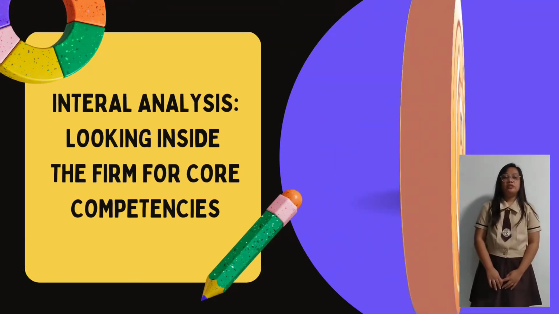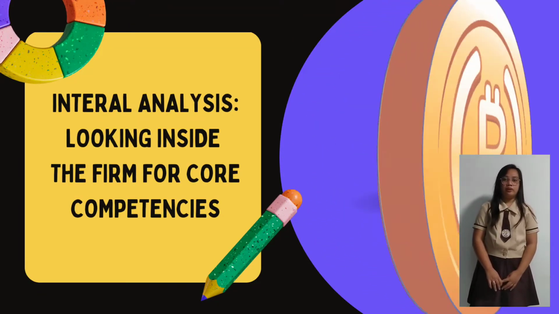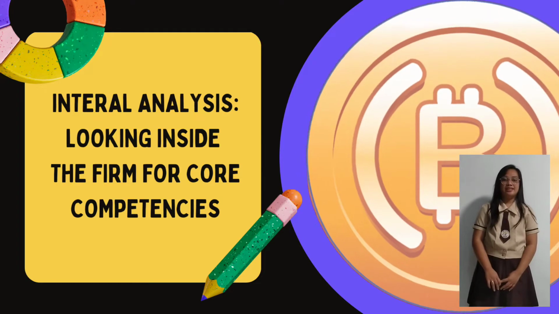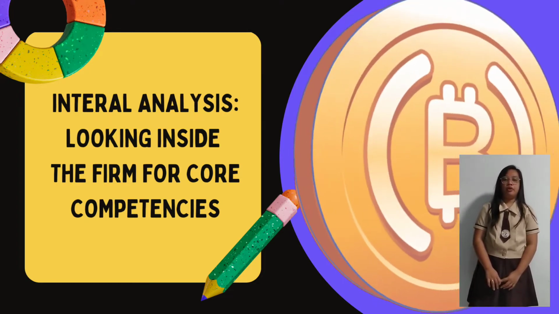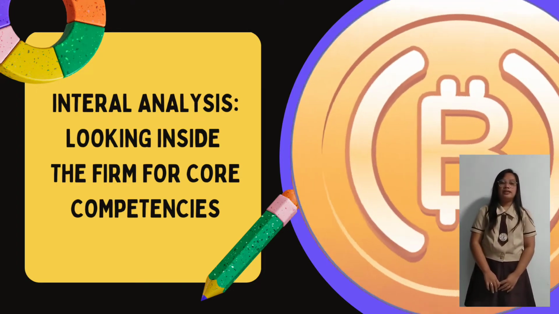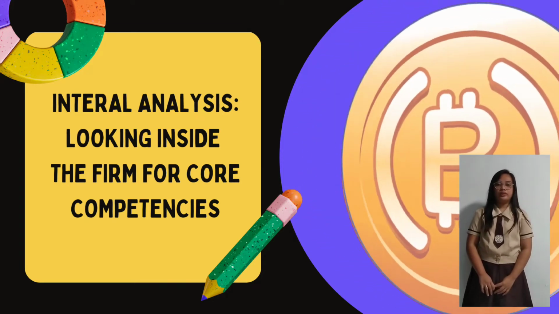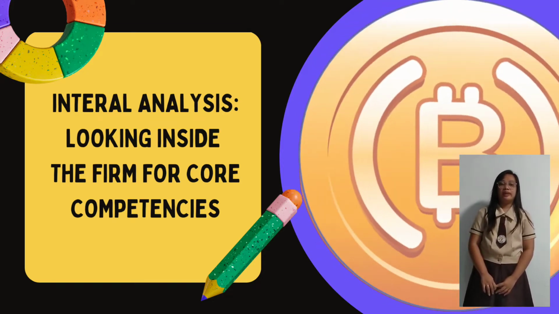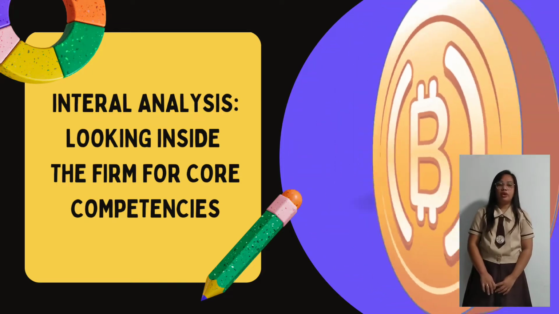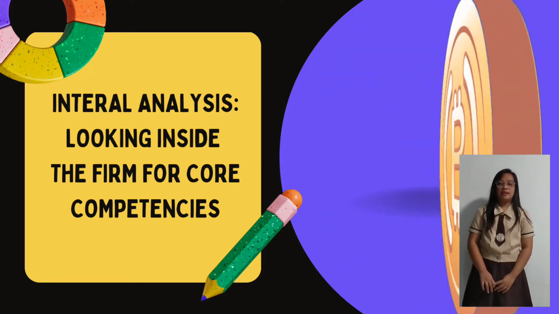Let us now proceed to the first subtopic of Chapter 6, which is the internal analysis, looking inside the firm for core competencies. It was stated in the book that this section will explore the analytical tools to explain why differences in firm performance exist even within the same industry.